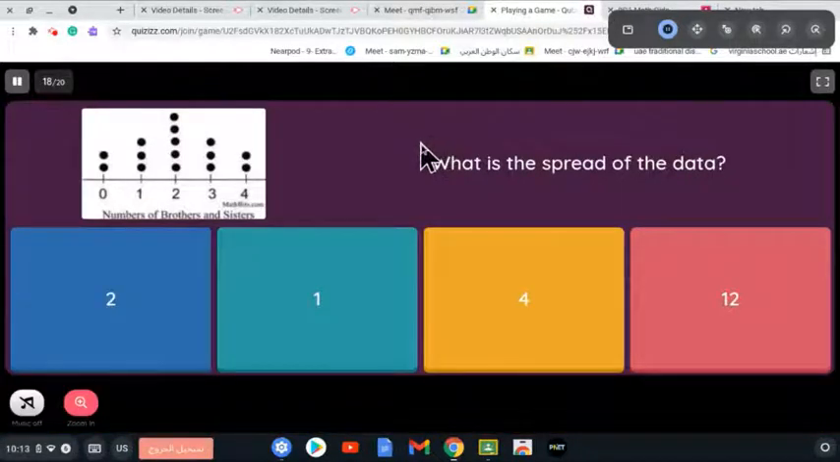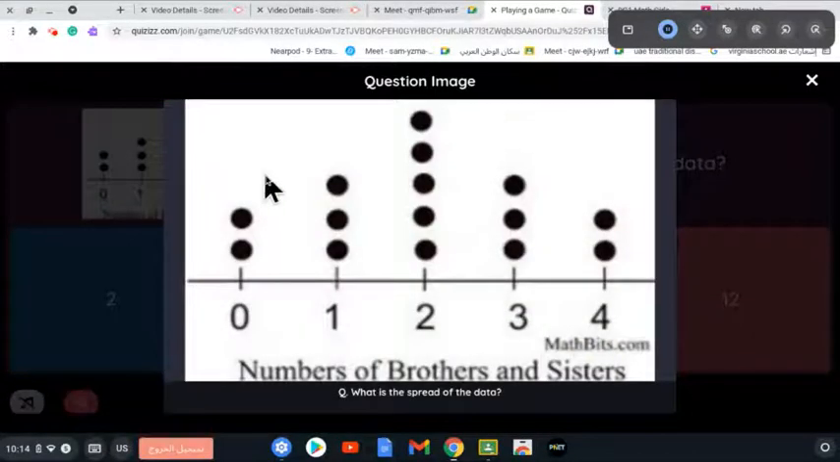Okay, the question is, what is the spread of the data? Or in other words, what's the range? Well, the range is when you subtract the lowest number from the highest number, the greatest number. So 4 subtracted by 0 is 4.